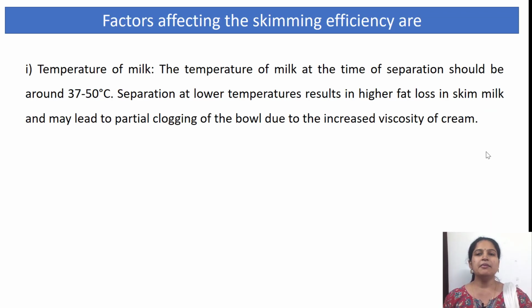Factors affecting the skimming efficiency are temperature of milk. The temperature of milk at the time of separation should be around 37 to 50 degrees Celsius.